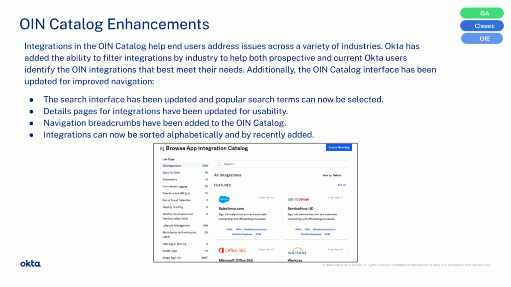We have several OIN enhancements. Okta has added the ability to filter integrations in the OIN Catalog by industry to help both prospective and current Okta users. Popular search terms can now be selected in the search interface. Details pages for integrations have been updated for usability. Navigation breadcrumbs have been added. Integrations are sorted alphabetically and by recently added.